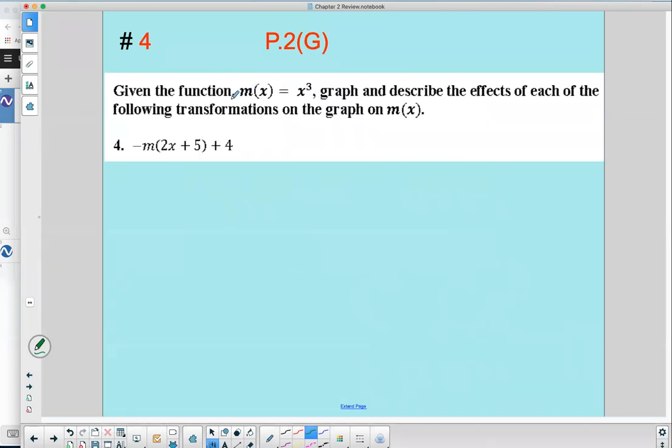All right, number 4. Given this function, m(x) equals x cubed, graph and describe the effects of each of the following transformations on the graph of m. Okay, so first, there were 2 rules with transformations. With transformations, this is lesson 1.5. I gave you 2 rules. I don't know if you remember this, but the rules were, first, HIVO. What did HIVO stand for? It's an acronym. Horizontal inside, vertical outside. Very good, Journey.